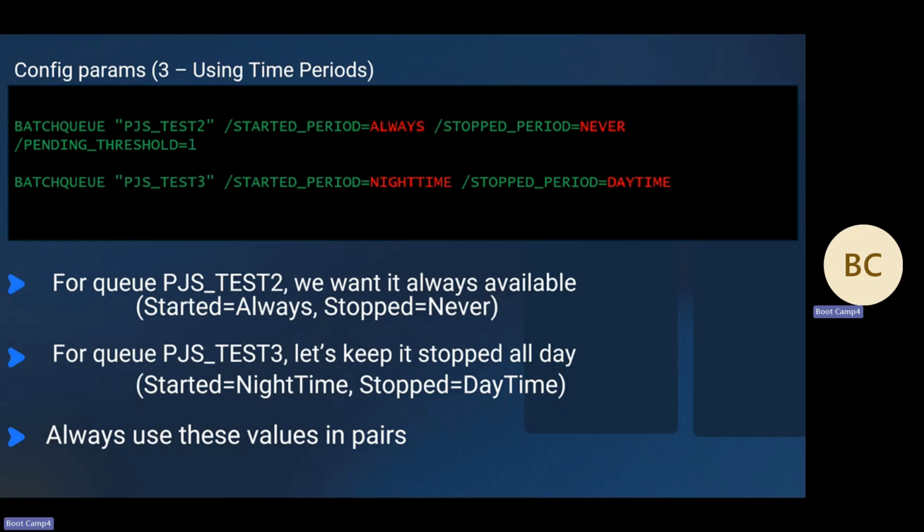I work for places where during the day, in their production environment, they would run jobs that would just dump things in the queue, but they don't want them to run until after hours. So the queue has to stay stopped during the day or we'll have problems. So we can accommodate that. So yeah, you always want to use these values in pairs.